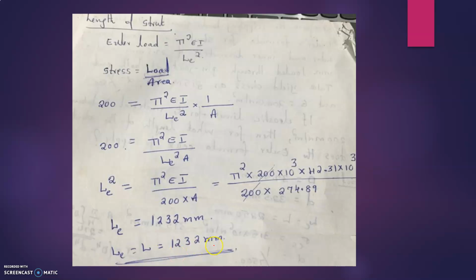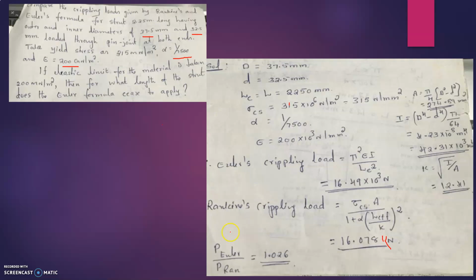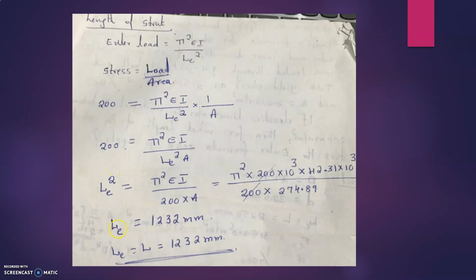So here in this problem both the ends are hinged, so LE is equal to L. So LE is equal to 1232. So you can say that the length of the strut for which Euler's formula applies is L equal to 1232 mm.